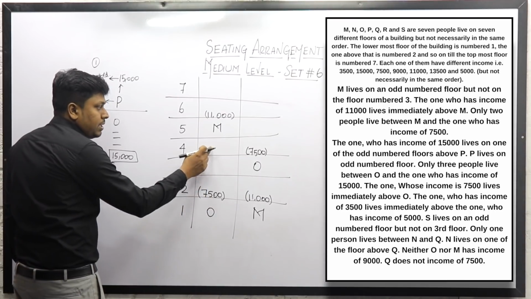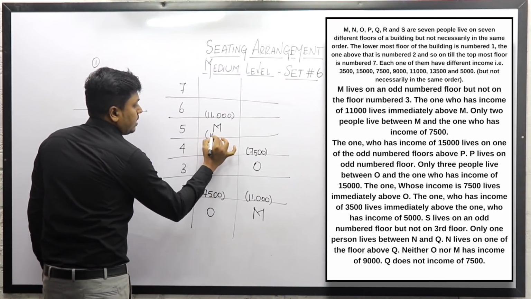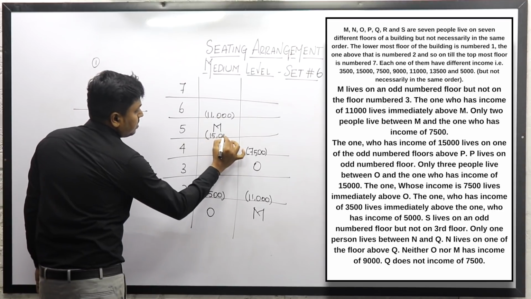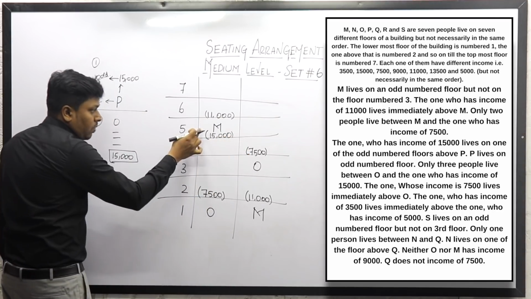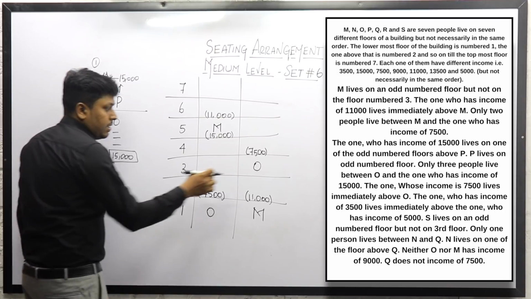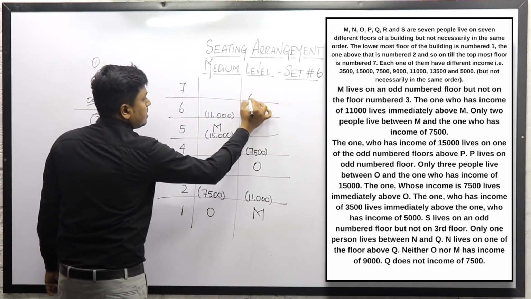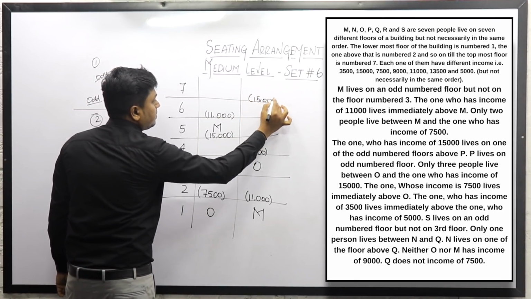So 1, 2, 3, 3 person. So 15,000 salary, right? So 15,000 salary should be placed here. So between O and 15,000 there is a gap of 3 persons. So similarly 1, 2 and 3. So this should be 15,000.